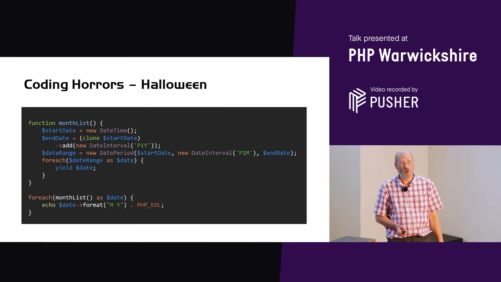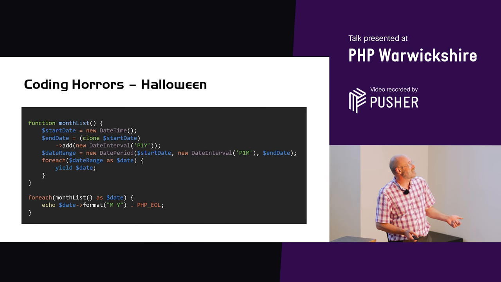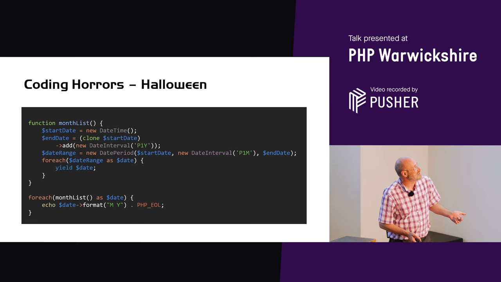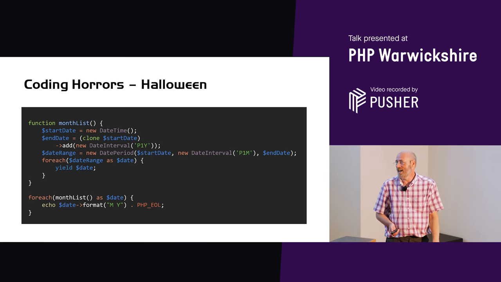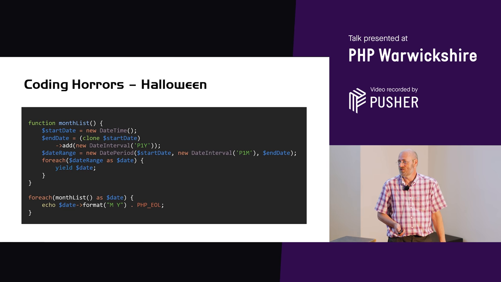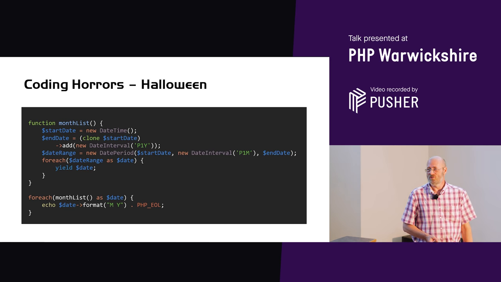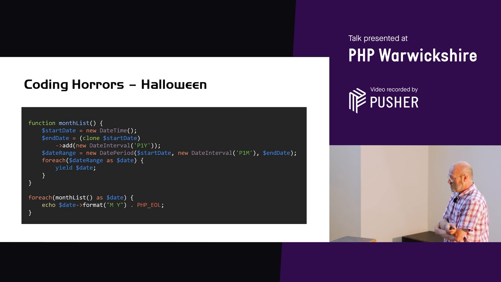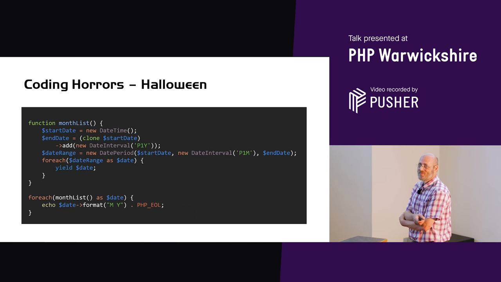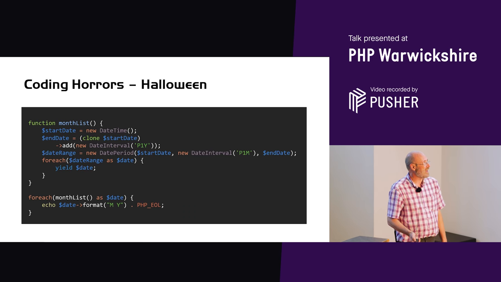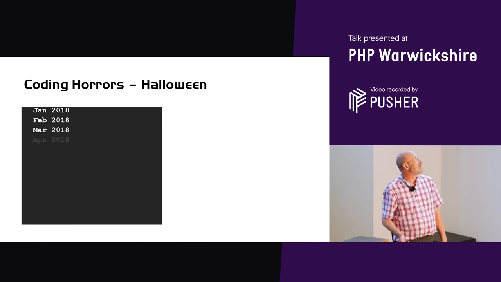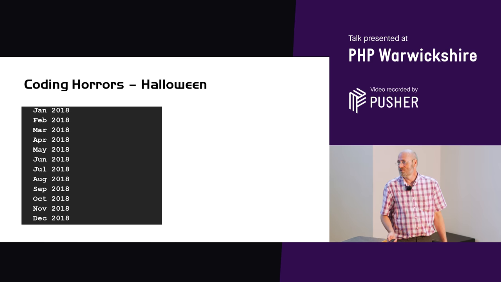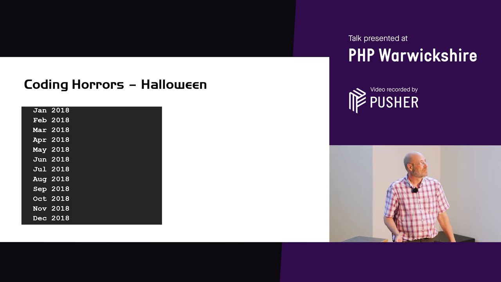this candidate for the job, because they're using date time objects, they're using date interval, they're using date period, they've even created a generator in there. They're showing off a lot of skills. And they cost me a heck of a lot of time, because I recognized that this was a problem. And I knew that normally it would return a list of months and years like that.